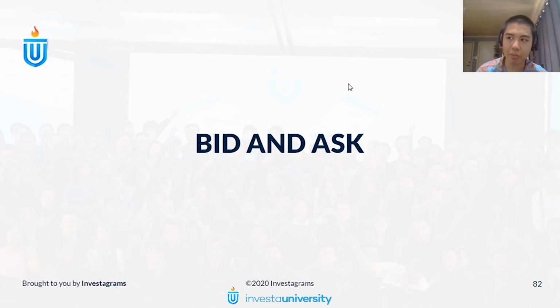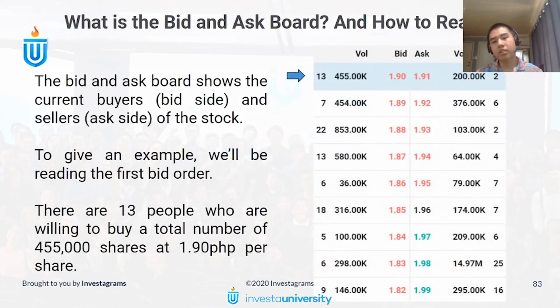Alright, so now, ito na yung medyo nakakalitong part, yung bid and ask. I'll do my best to explain this as simply as possible, pero you really learn how this works more by investing and experiencing how to read it. So basically, yung bid and ask, makikita mo dyan the amount of buyers and sellers who want to transact at any price. Okay, medyo complicated pag-explain ko.